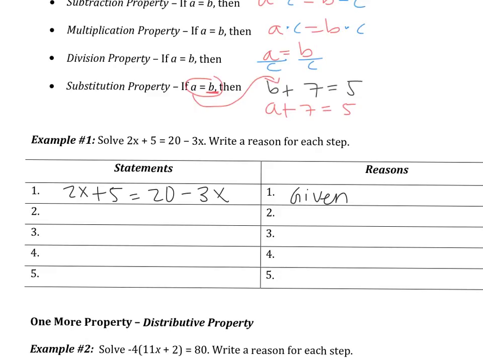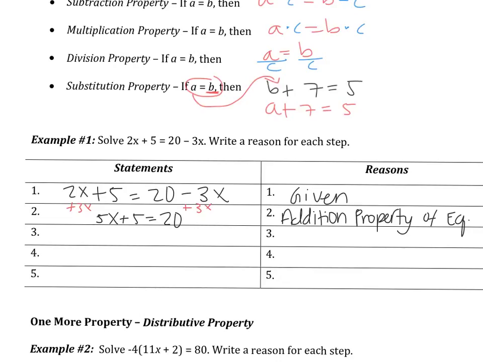Now I just need to think, how would I go about solving this problem? Well, I would want to get my x's alone. So the next thing that I would do is I would add 3x to both sides. This gives me 5x plus 5 equals 20. The reason that this is true is by the addition property, the addition property of equality. So all I did was add to both sides.